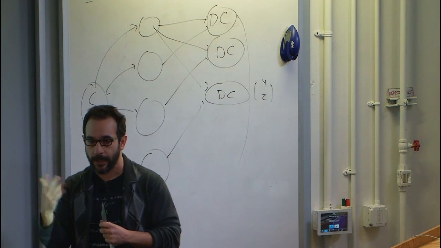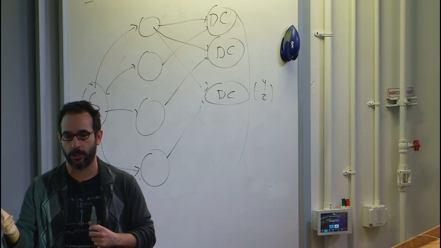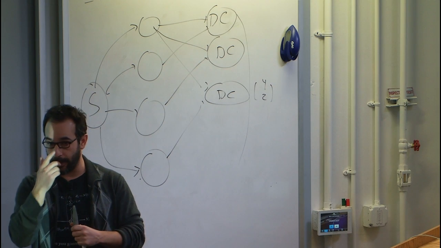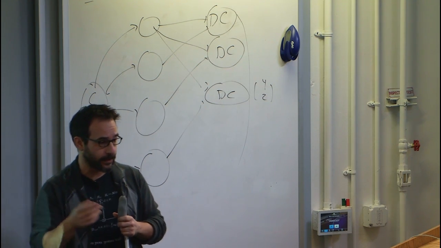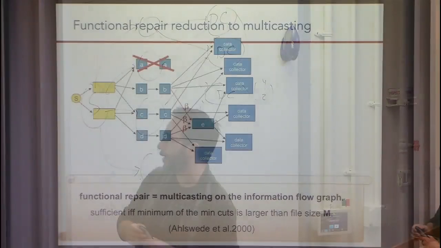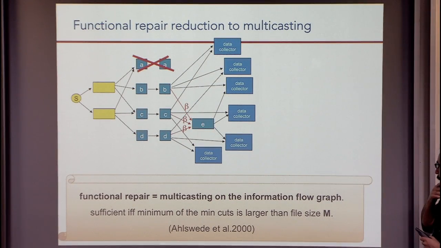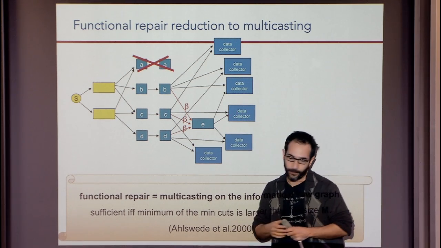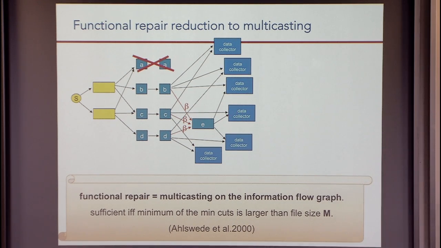And furthermore, it's very easy. All you need is general position. So you just randomly choose linear equations in a big field, and by Schwartz-Zippel, you're happy. Okay. So functional repair is exactly equivalent to multicasting on this graph that I call the information flow graph. And let's see how.